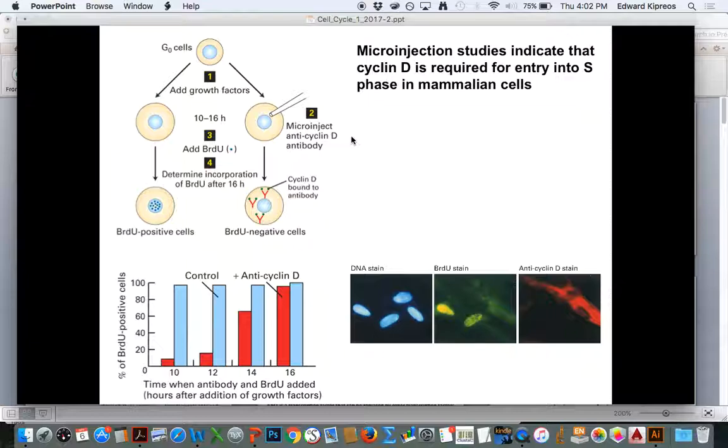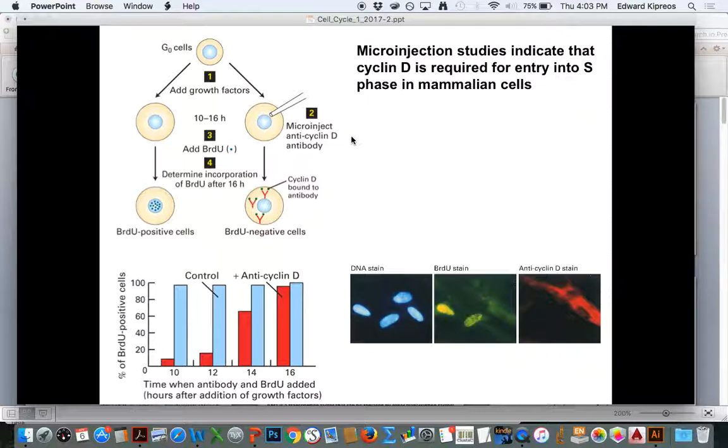So here's an experiment. This is a tissue culture experiment where they're growing the cells on a plate, and they're going to ask, how important are the G1 cyclin Ds? So what they're going to do is have the cells in G0. Remember, that's the quiescent phase. You take away growth factor, which acts through receptor tyrosine kinases, and they're going to go out of the cell cycle into G0. Then you add back the growth factor, and they're going to come back into G1 phase.